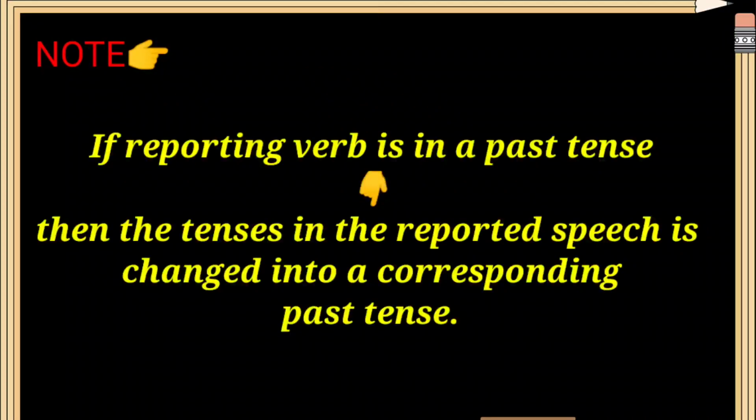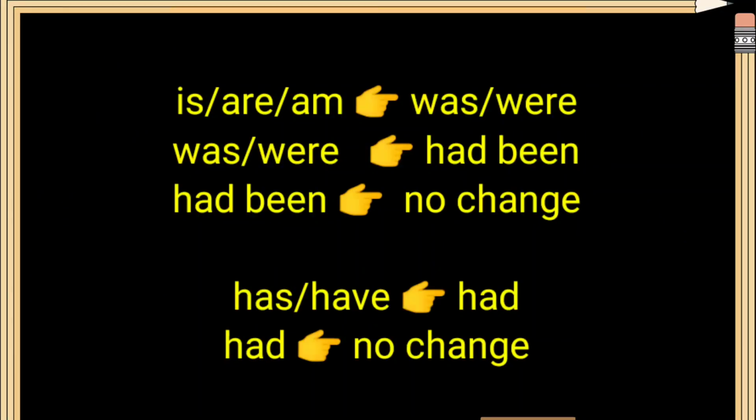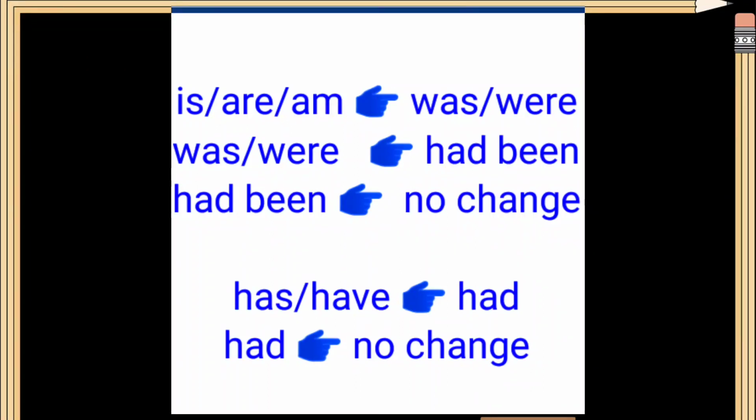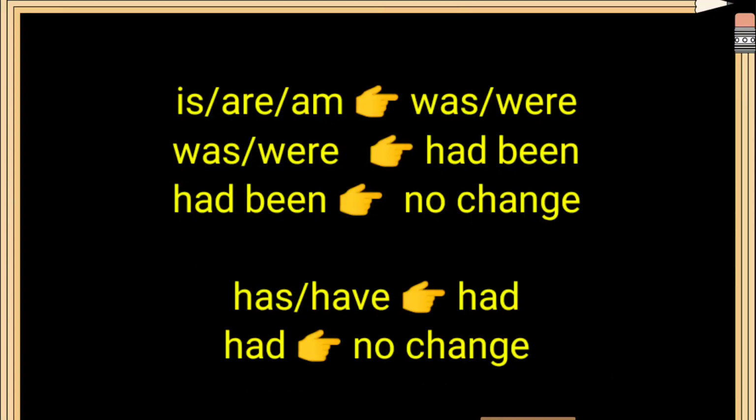Now let's see when we have to change the tenses. If the reporting verb is in a past tense, then the tenses in the reported speech are changed into a corresponding past tense. Corresponding means similar. Like is, are, am, as we know, this is the present continuous form. It will go into was, were. This is the past continuous form of the verb. Was, were, it is already past continuous, will go into had been, and had been is past perfect continuous.